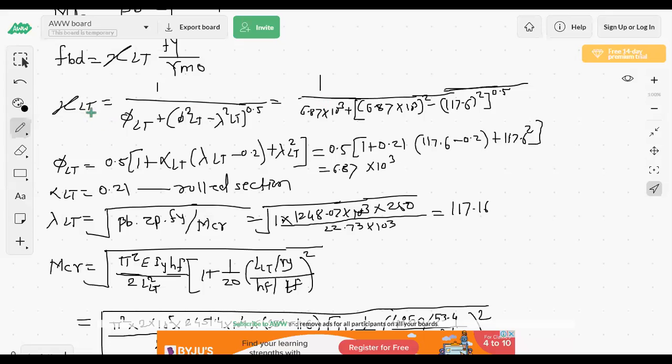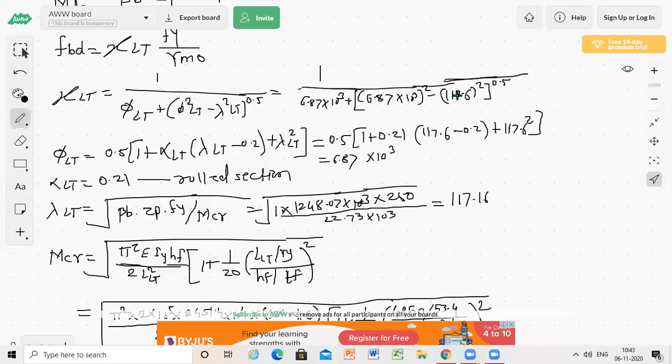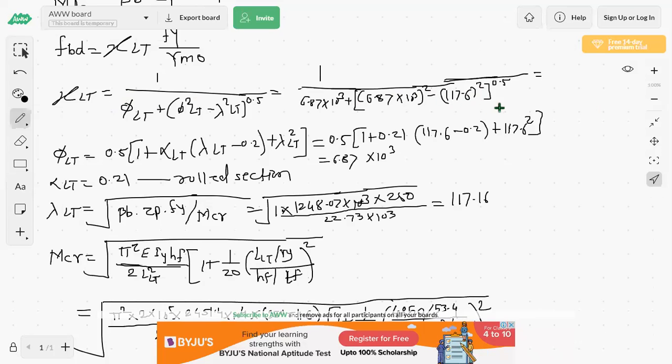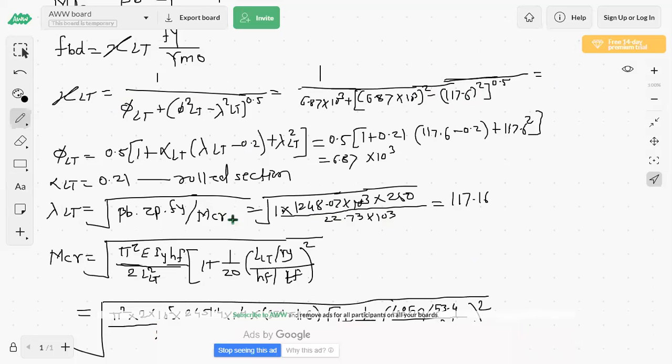So tell me the answer of zeta LT here now. How much is the zeta LT value? If a laterally unsupported beam is there, we have to do this calculation: zeta LT, alpha LT, lambda LT and MCR. That value we have to calculate for FBD, calculation of FBD.